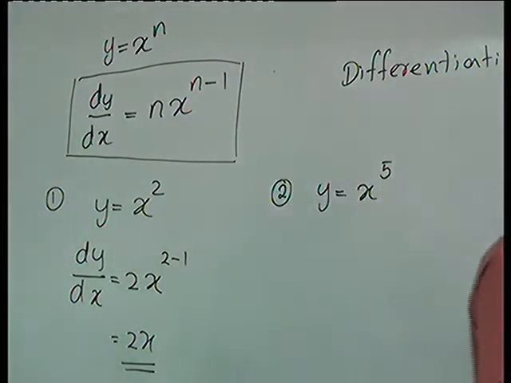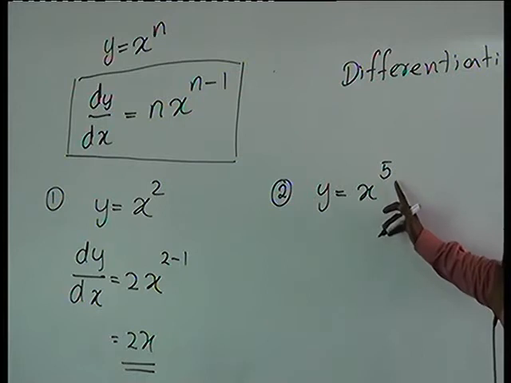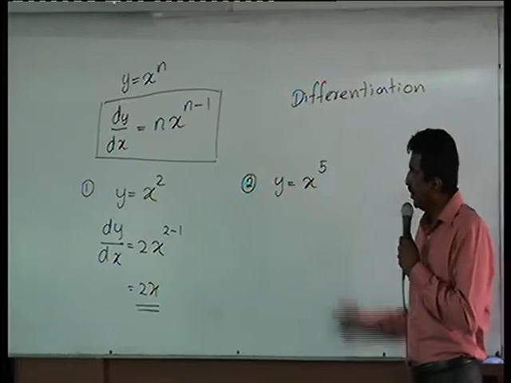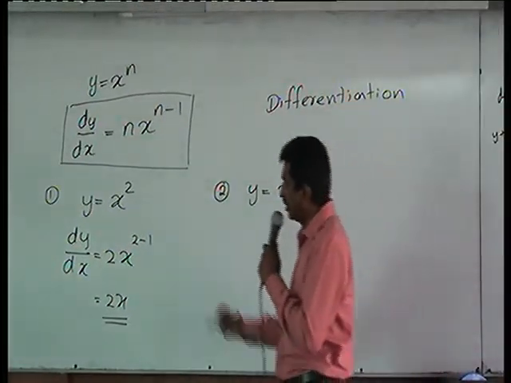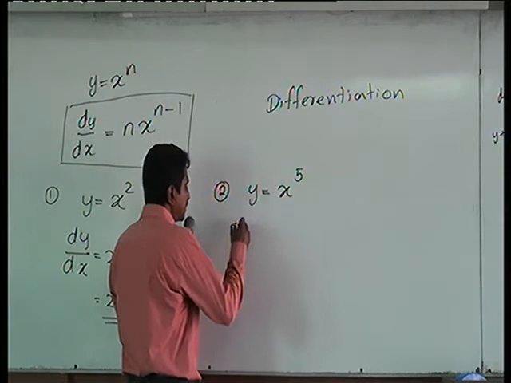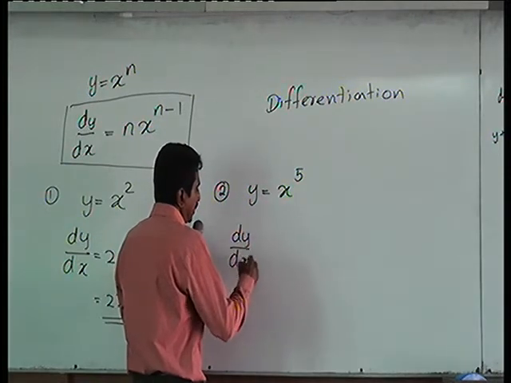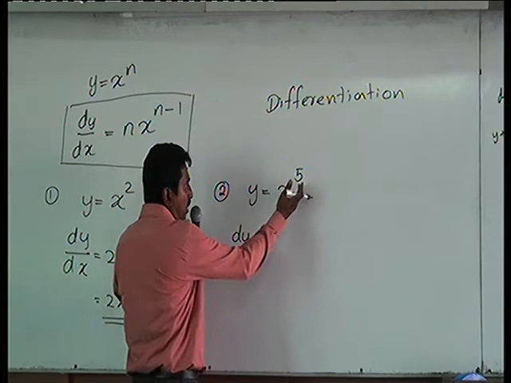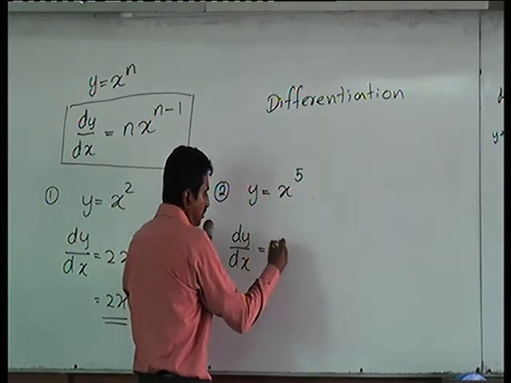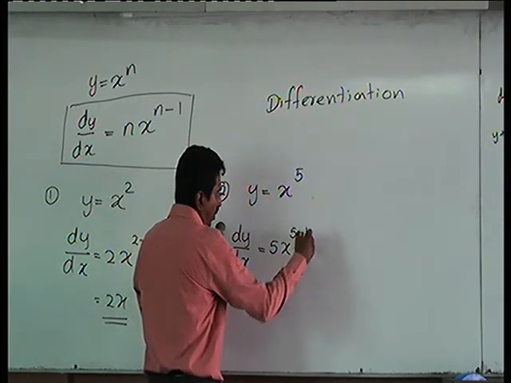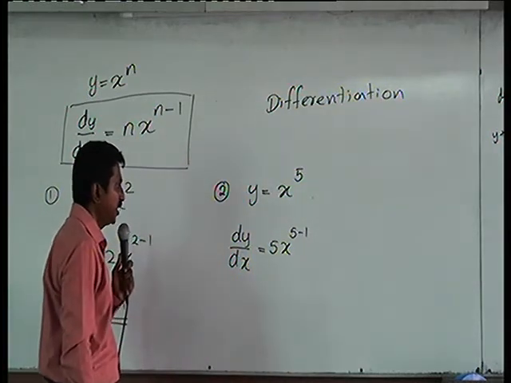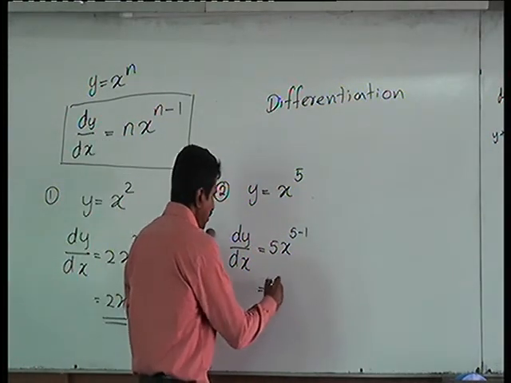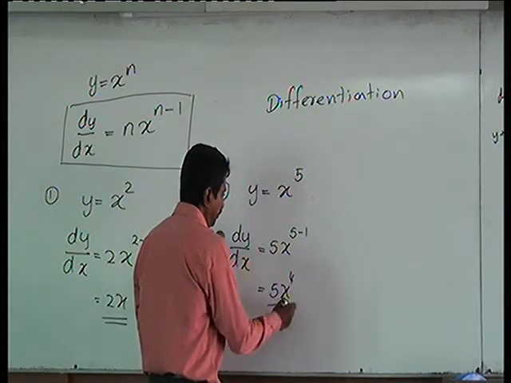Second one. y equals x to the power 5. How do we differentiate? Again, we identify the value of n. That is the only thing we need to identify. n is equal to 5. Then differentiate: dy by dx equals, n comes to the front, 5 x to the power 5 minus 1. So the answer is 5x to the power 4.